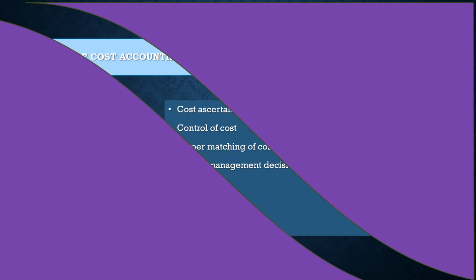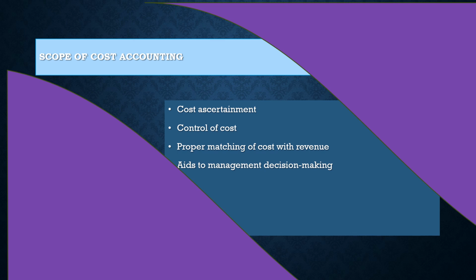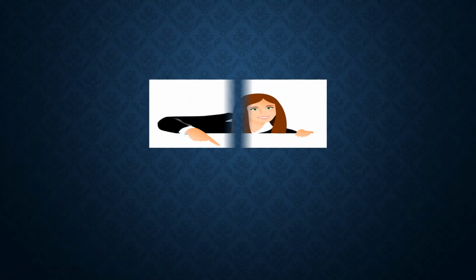Today we are going to discuss the scope of cost accounting. Now we'll see what is the scope of cost accounting. The first one is cost ascertainment and cost control, then proper matching of cost with revenue, and the last one is aids to management and decision making. So here we are going to move to the next slide.